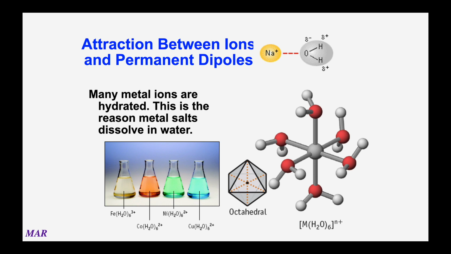On a personal note, I really like the colors of metal ions. That's one of the reasons why I think I became an inorganic chemist, a person that studies metals. And you can see there's the picture with iron, cobalt, nickel, and copper. The colors of these solutions are really fantastic. And those are all due to water molecules surrounding the metal and pulling it away from whatever anion it was.